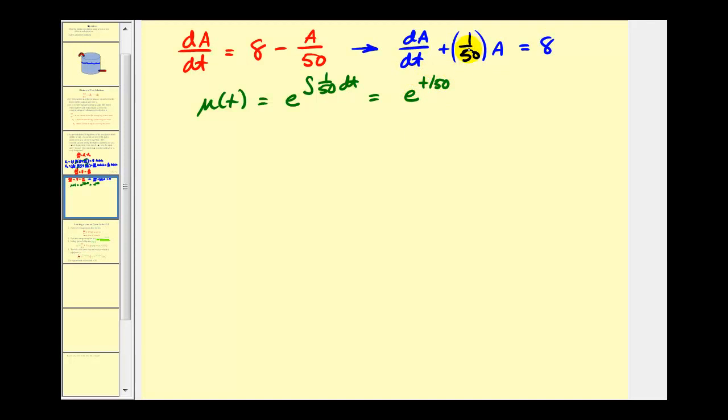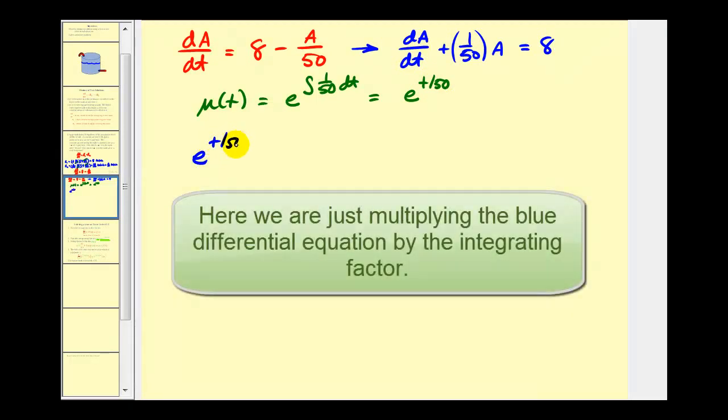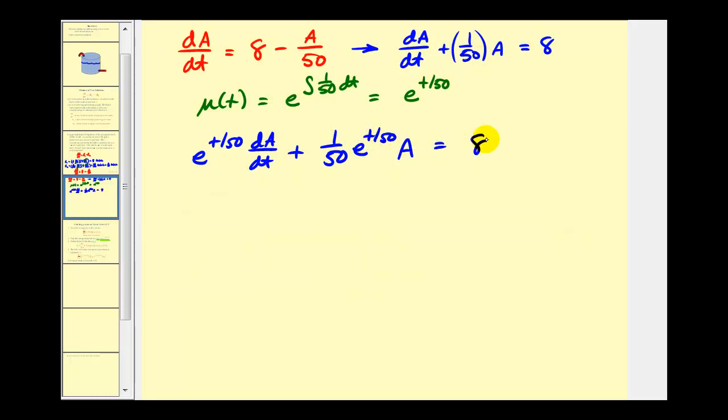And now we're going to multiply everything in this differential equation by this integrating factor. So we're going to have e^(t/50) dA/dt plus 1/50 e^(t/50) times A equals 8 times e^(t/50). Now once we multiply everything by the integrating factor, remember the left side of this equation is equal to the derivative of the product of the integrating factor and our function A.